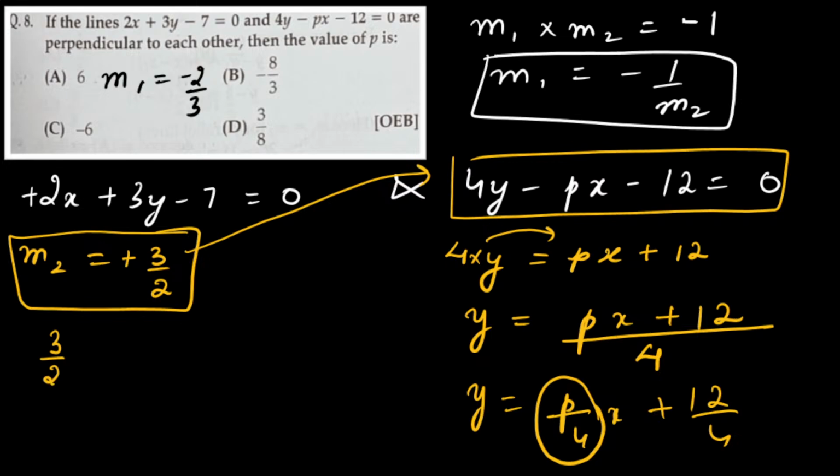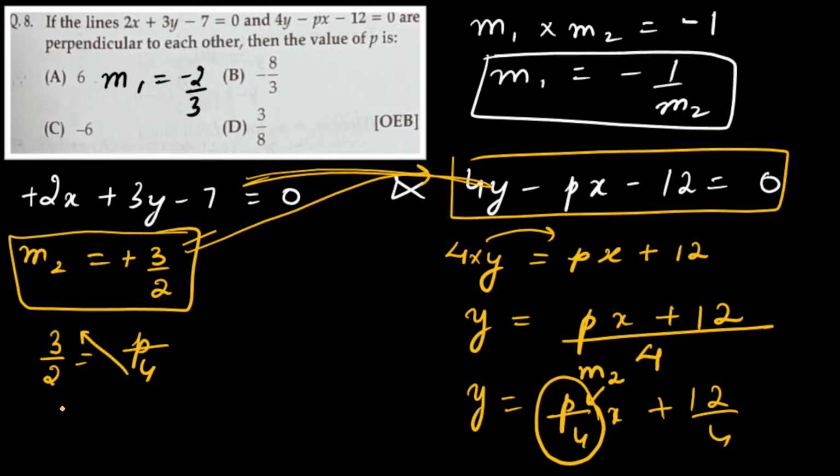We know 3 by 2 should be equals to p by 4, because the slope of this line, which I am writing as m2, should be equals to p by 4. But using the given information, as these two lines are perpendicular, we have already found the slope of this line as 3 by 2. So that means 3 by 2 should be equals to p by 4.